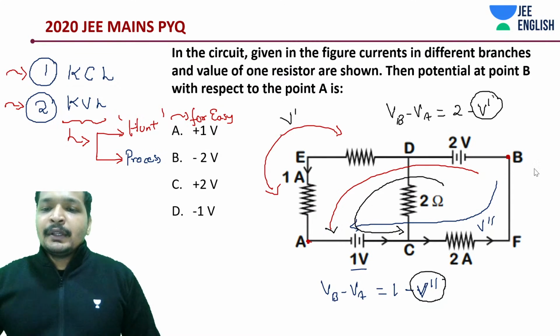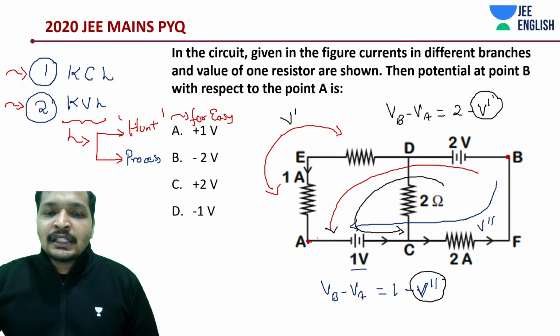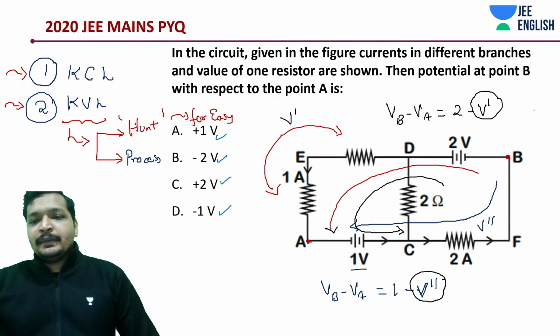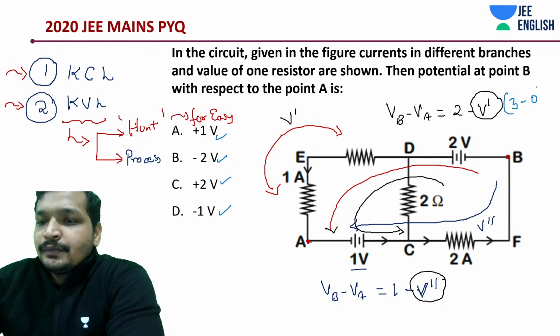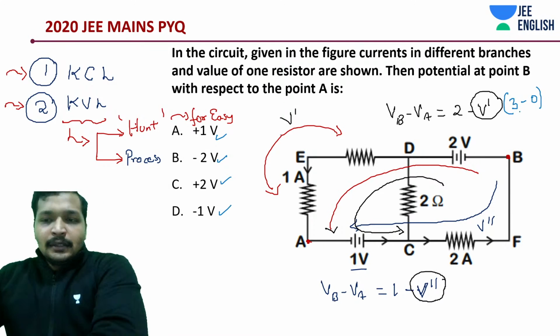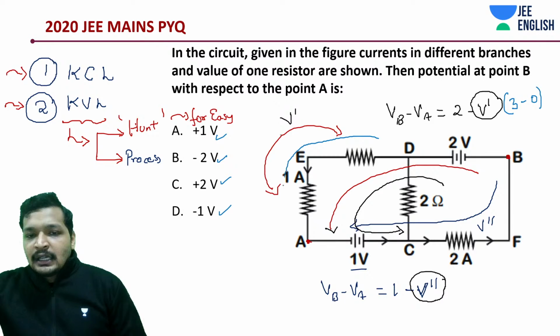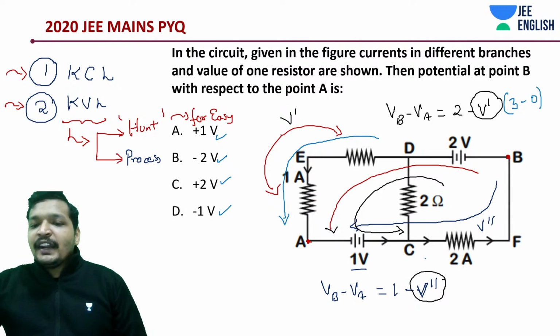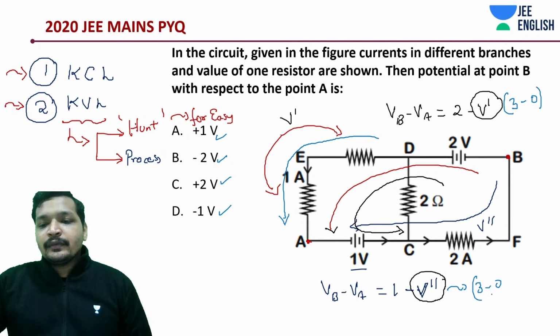Okay. Now let me make use of some other color. So the options are there, the answer should be an integer: +1, -2, +2, -1. Okay. So what is the V dash range going to be? Something between 3 to 0. That's it, not more than that. It can only drop. It's dropping anyway. Try to understand that. V double dash similarly can only be between 3 and 0.